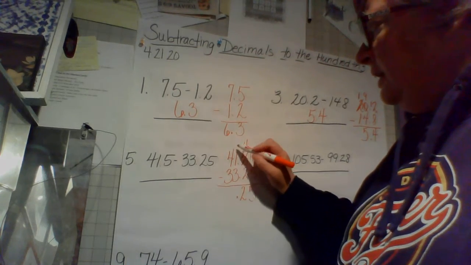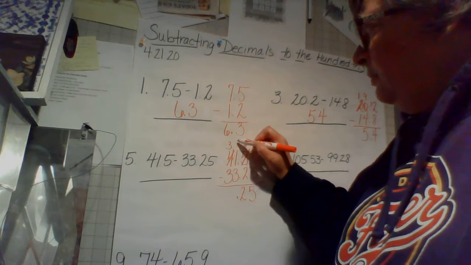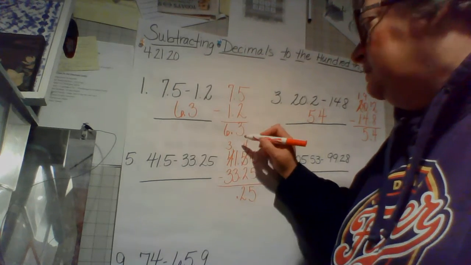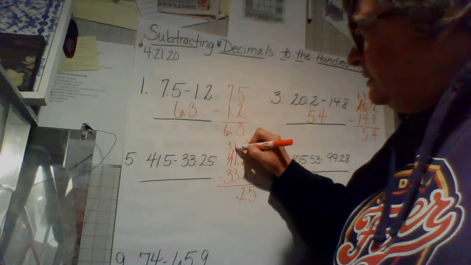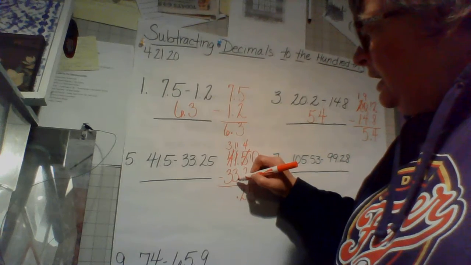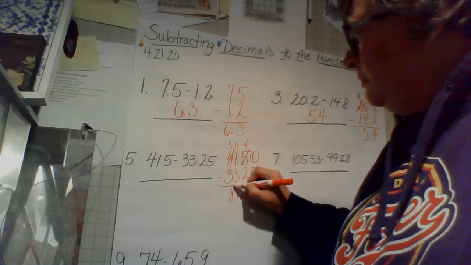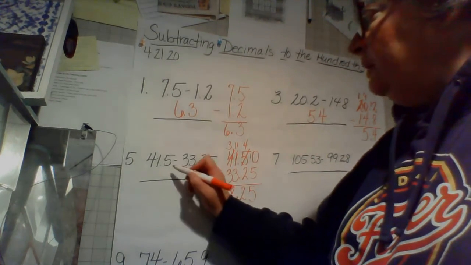I'm going to exchange again. So now I have 3 here. And I moved over 10 units. So that makes it 11. 11 minus 3 is 8. 3 minus 3 is 0. So our answer would be 8.25.